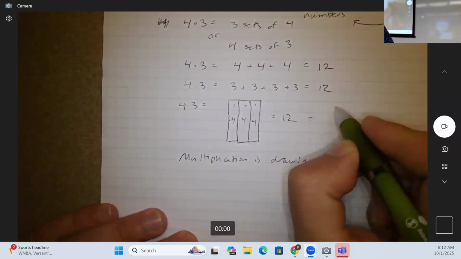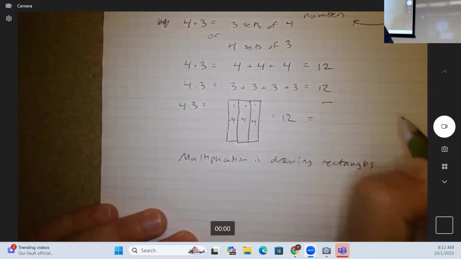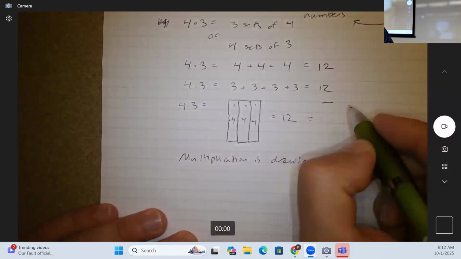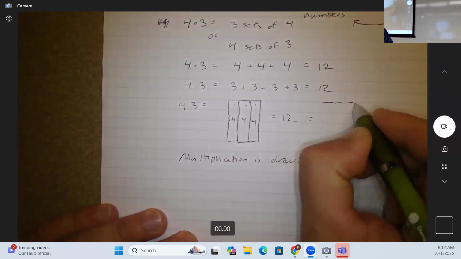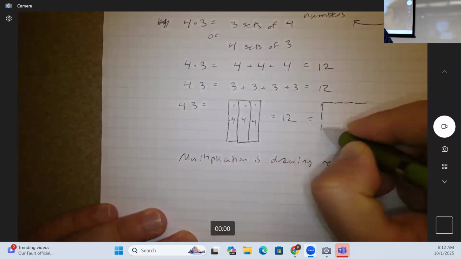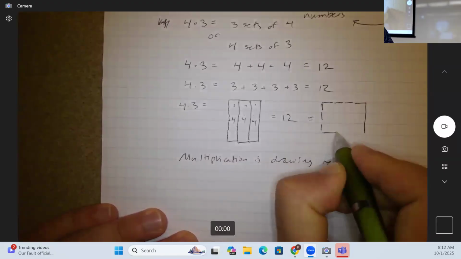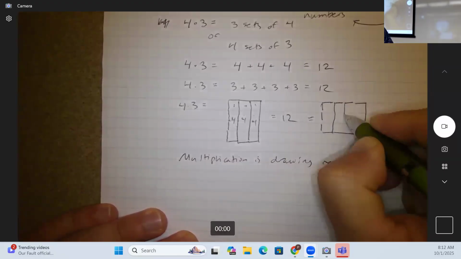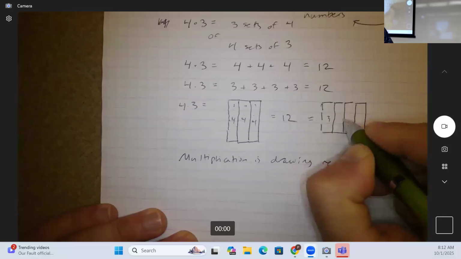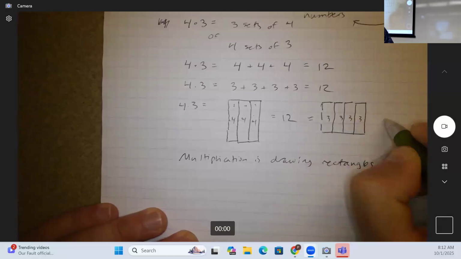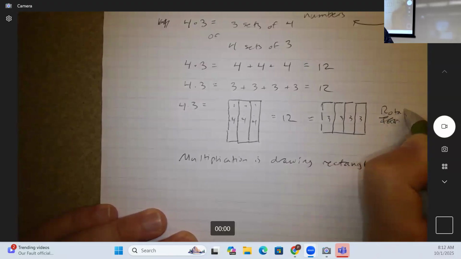I could also write this, in terms of drawing rectangles, 1, 2, 3, 4, 1, 2, 3. All right, and now I have, here's my 4 sets of 3. But all I really did is I rotated the rectangle.